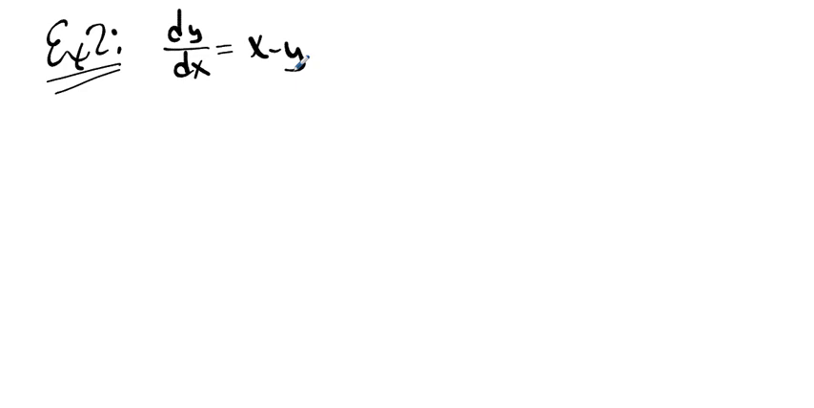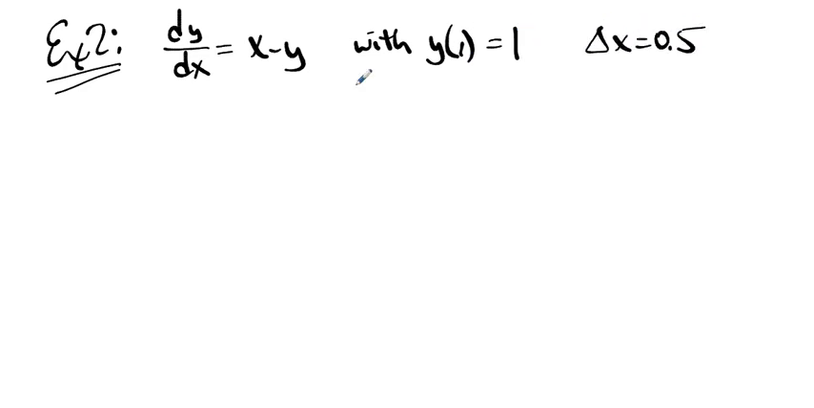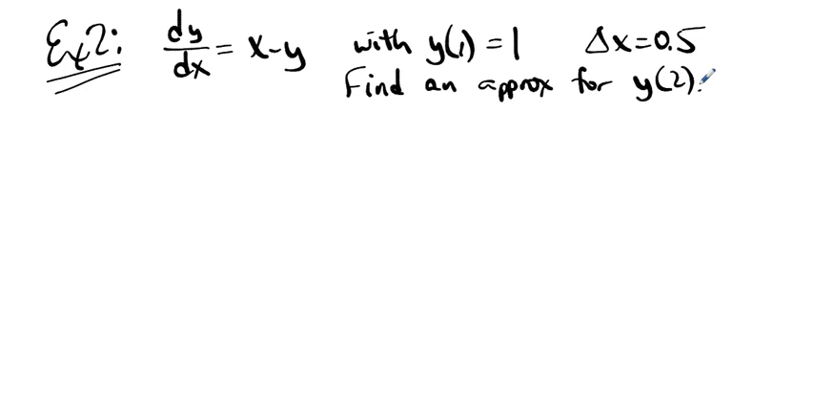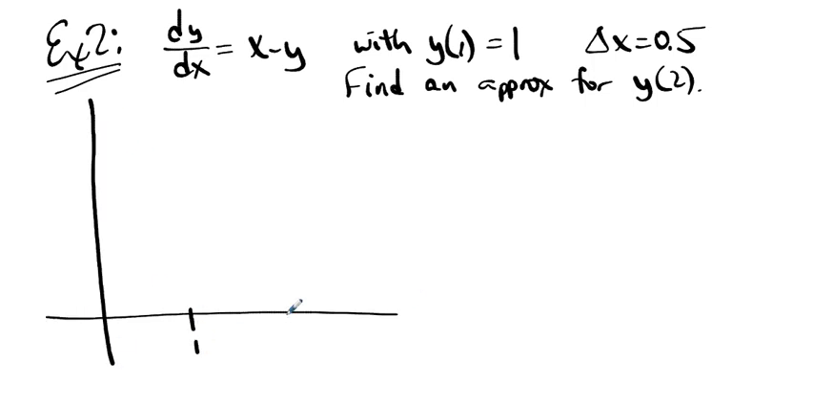x minus y. And we're going to let the y value at 1 be 1, and we're going to let the change in x be 0.5. We're going to find an approximate value for the y value at 2. And so again, oh wow, is that ugly? And so that's not much better. Here's 1, here's 2, here's the 1.5. That's our delta x in action there, 2 subintervals.